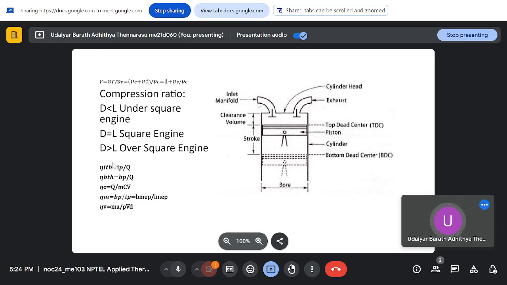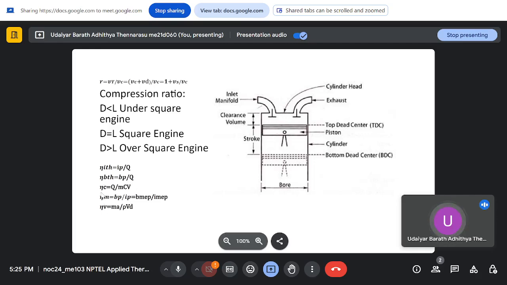Your indicated thermal efficiency is indicated power divided by heat supply, and similarly brake thermal efficiency is brake power divided by Q, and this difference between indicated power and brake power is the friction power, so that is lost due to friction. Your combustion efficiency is the heat which is supplied divided by the calorific value of the fuel, and the mechanical efficiency is brake power divided by indicated power, or brake mean effective pressure divided by indicated mean effective pressure, or your brake thermal efficiency divided by indicated thermal efficiency.